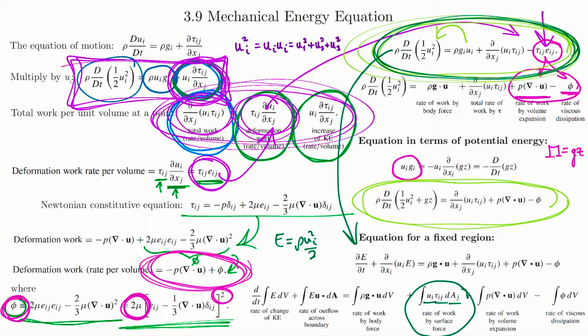So the rate of change of the kinetic energy, rate of outflow across the boundary, right? Rate of work of the body force. And then our deformation, right? The rate of work by the volume expansion, and our rate of viscous dissipation is all accounted for in our integral form there. Okay, so now we know what viscous dissipation is, right? And we know we can think a little more deeply about the energy associated with our fluid elements. That'll help us understand our fluid mechanics a little better, I hope.